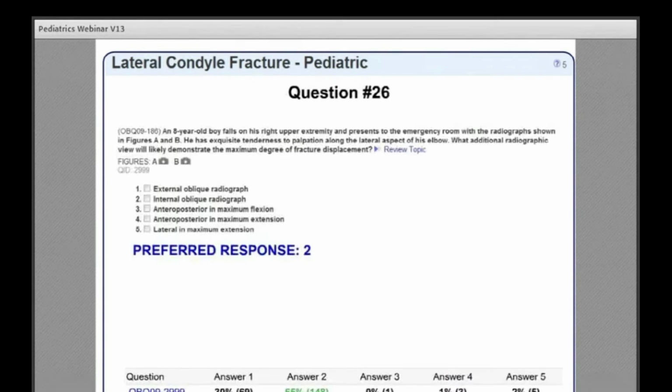Once again, for the child with the lateral condyle fracture, which view will show his fracture displacement the greatest? It's the internal oblique radiograph. And you can see that answer 2 was chosen by about 2/3 of you. About 1/3 of you said the external oblique radiograph, and that's just one of those things that you have to commit to memory.